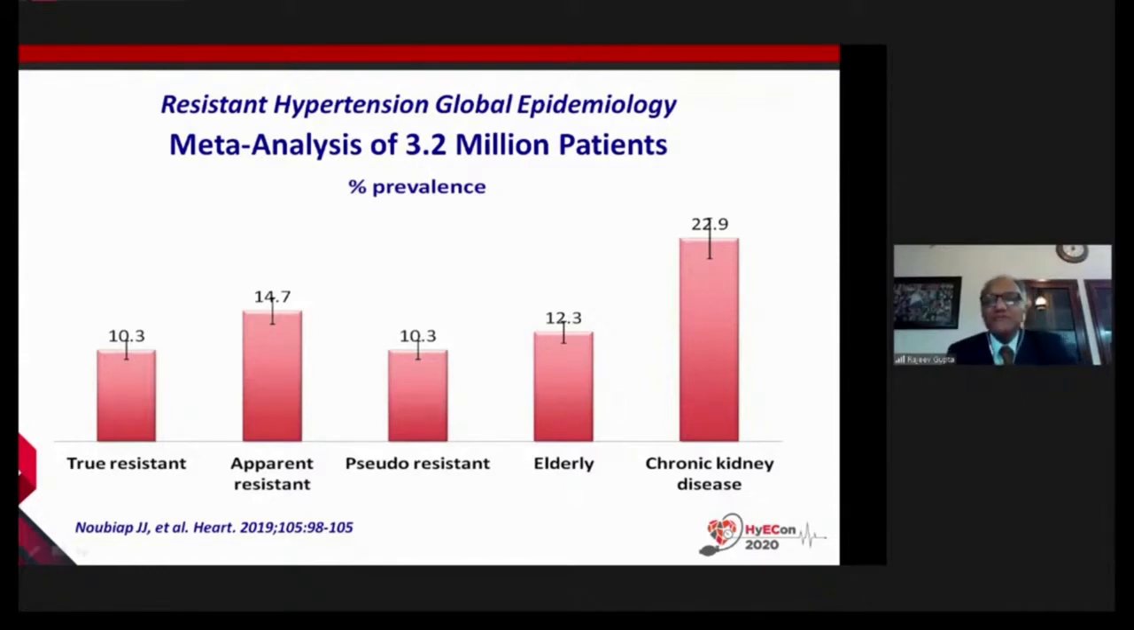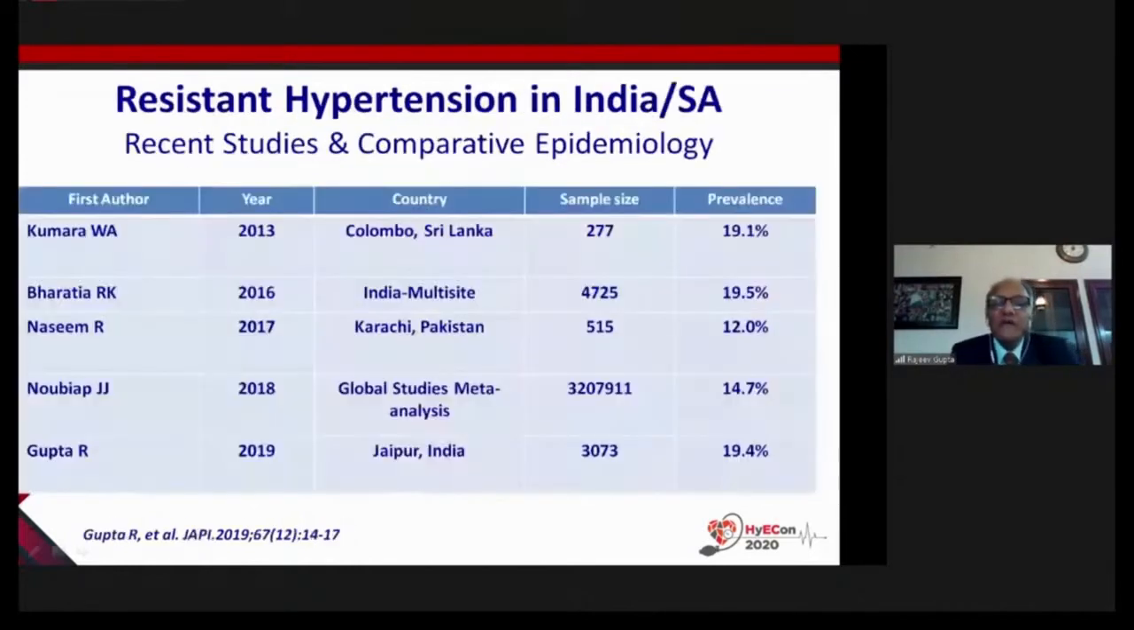Apparent resistant hypertension, which also includes the white coat and the non-adherent, is 14.7%. It is slightly more common among the elderly and very common in patients with chronic kidney disease. So what's happening in India? In India, there are not many studies. There are studies from Colombo, from Karachi in Pakistan. And there are 2 studies from India.